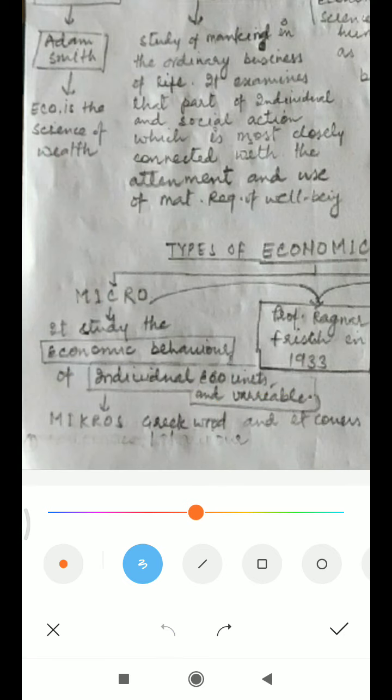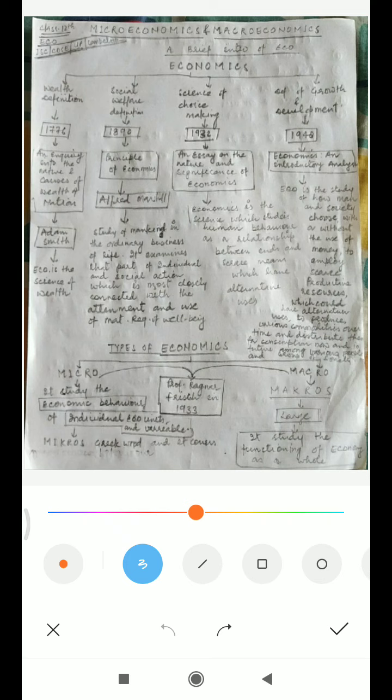And when we talk about macroeconomics, macro is also a Greek word. It means large. It studies the functioning of economy as a whole. In the definition of macroeconomics, you can write: macroeconomics is that type of economics which studies the functioning of economy as a whole. It is that study of functioning of an economy as a whole. Getting you all? Okay.